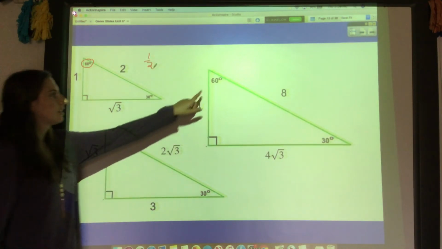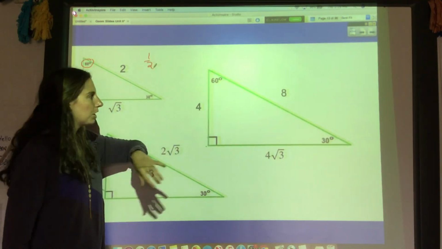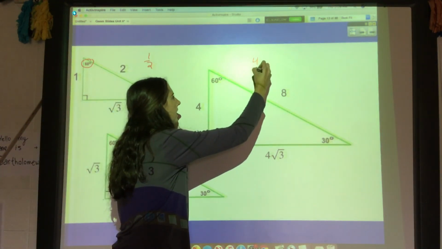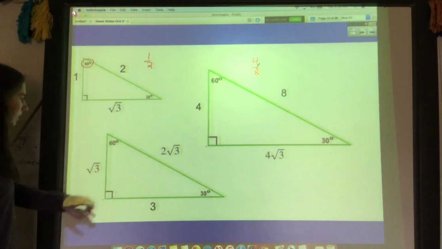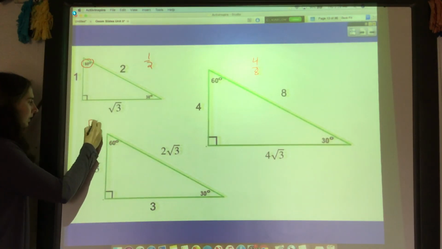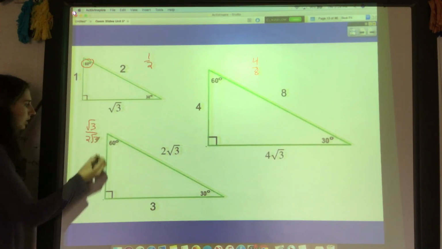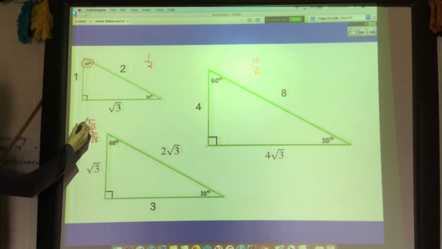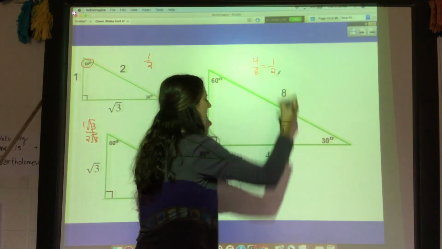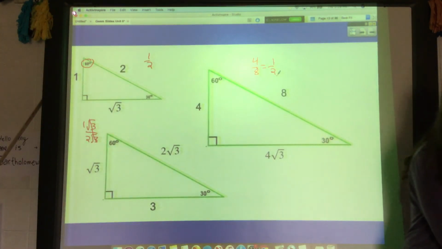What if I looked at this 60-degree angle and made a ratio of its adjacent side to the hypotenuse? That would be 4/8. And what about this one? Square root of 3 over 2 square root of 3. Which actually simplifies to 1/2, 1/2, and 1/2. They're all the same.